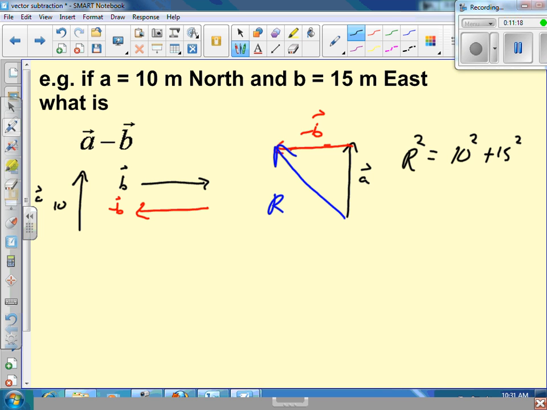Now, here's a question that some kids ask me. Do I have to put that 15? Do I need to put that as minus 15? Why not? Why no?